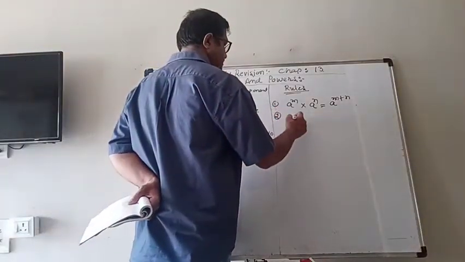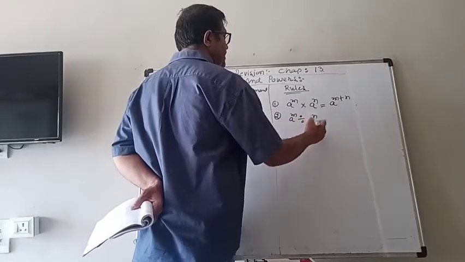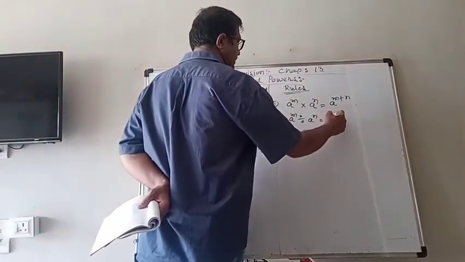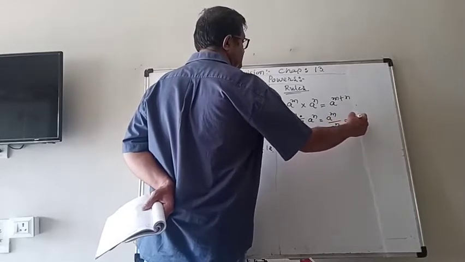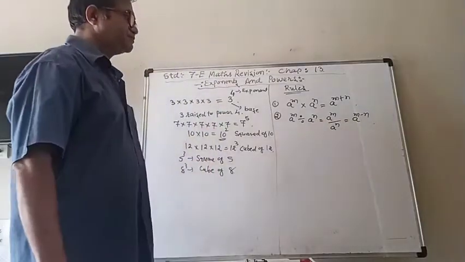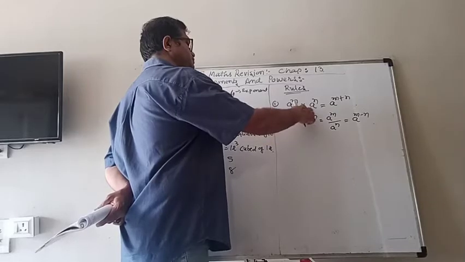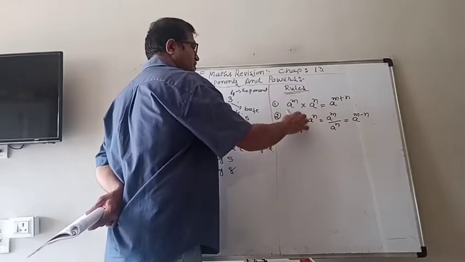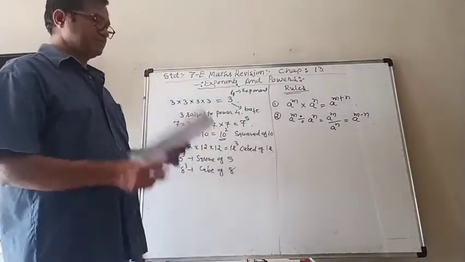The second rule is a raised to m divided by a raised to n. It is in the form a raised to m upon a raised to n. Then we have to subtract the powers. So when the bases are equal and it is multiplication, we have to add the powers. Division, then we have to subtract the powers.